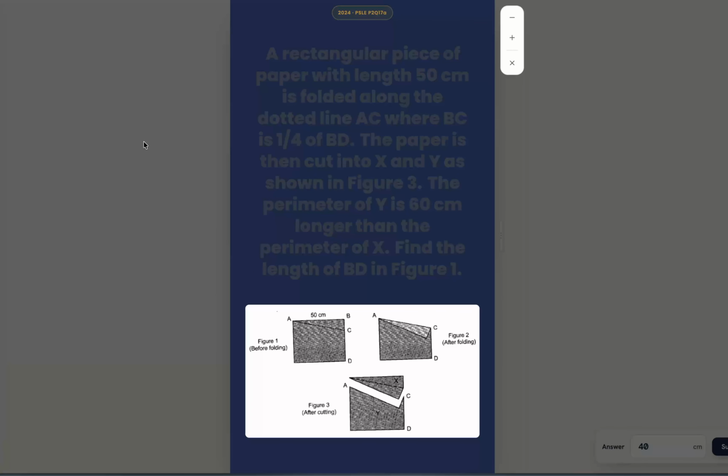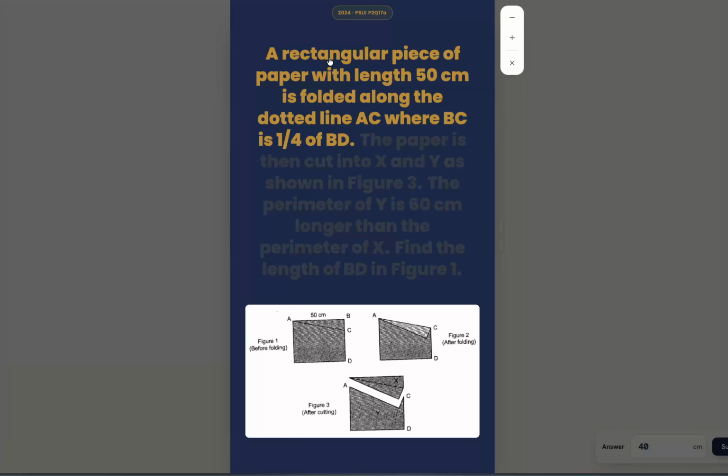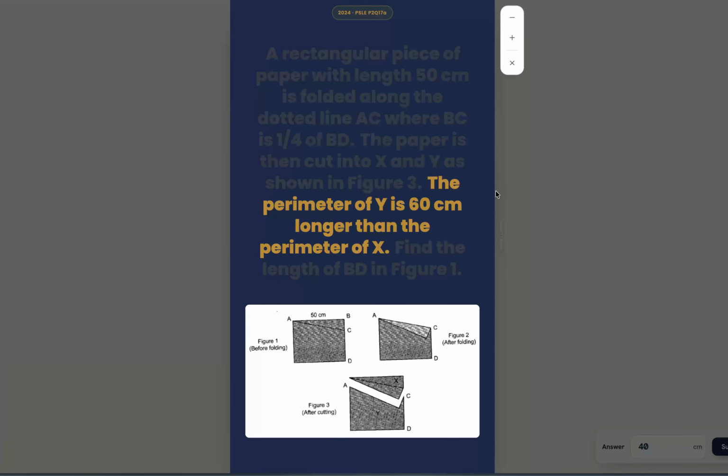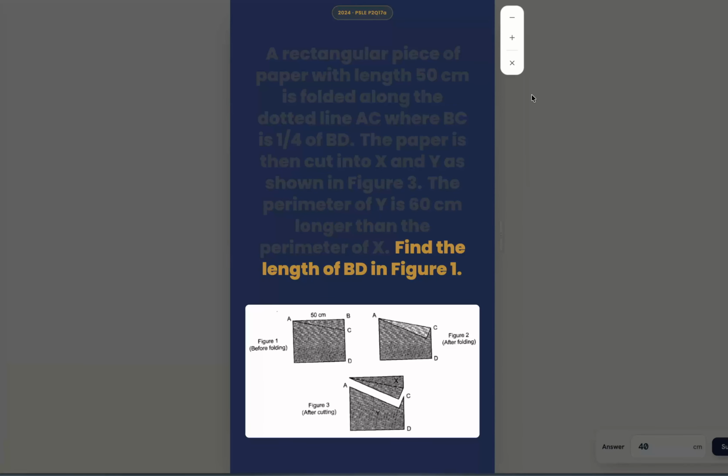Question 17, part A. A rectangular piece of paper with length 50 centimeters is folded along the dotted line AC, where BC is 1/4 of BD. The paper is then cut into X and Y as shown in figure 3. The perimeter of Y is 60 centimeters longer than the perimeter of X. Find the length of BD.